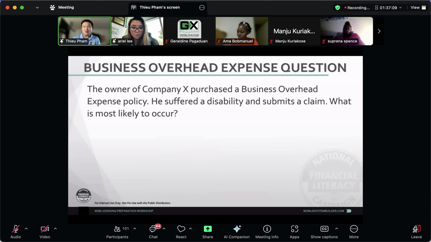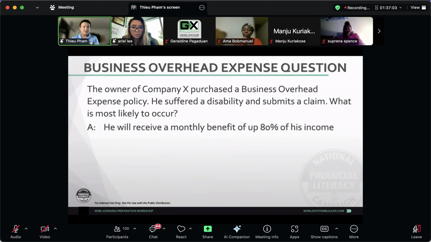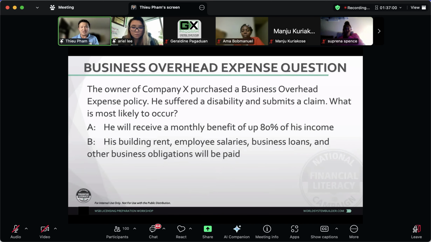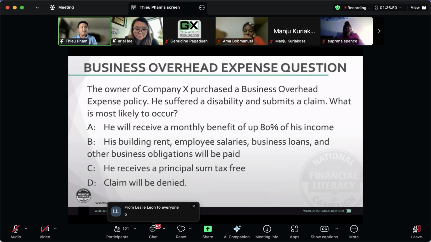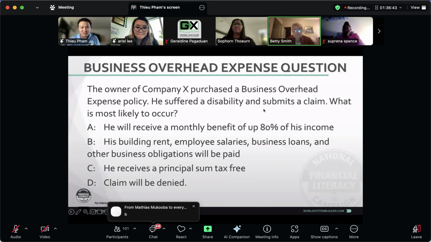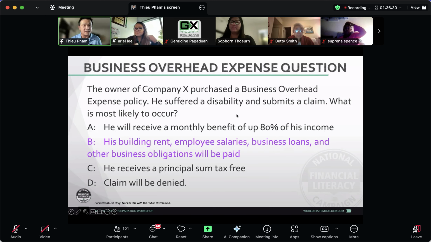Here's a question for you. The owner of company X purchased a business overhead expense policy. He suffered a disability and submits a claim. What is most likely to occur? A, he will receive a monthly benefit of up to 80% of his income. B, his building rent, employee salary, business loan, and other business obligations will be paid. C, he receives a principal sum tax-free. D, the claim will be denied. B. So on the test, they'll ask these things. You have to read it carefully. Rent, salaries, business loan, and other obligations, not all the other stuff. These are the main things for business overhead.